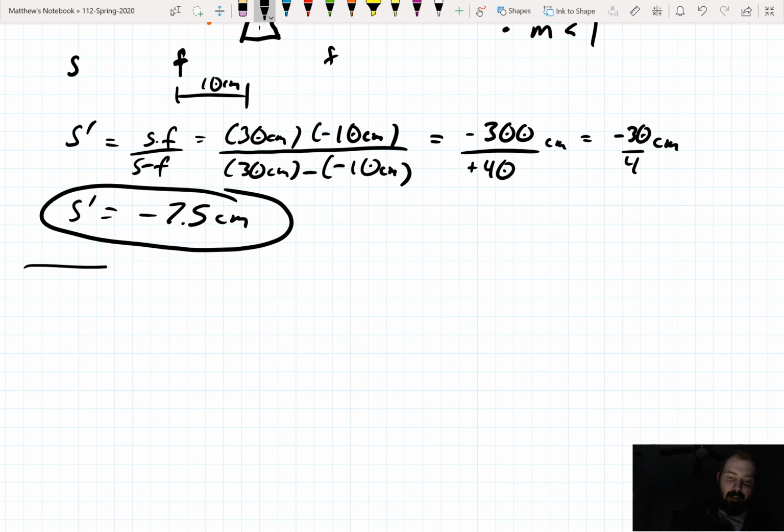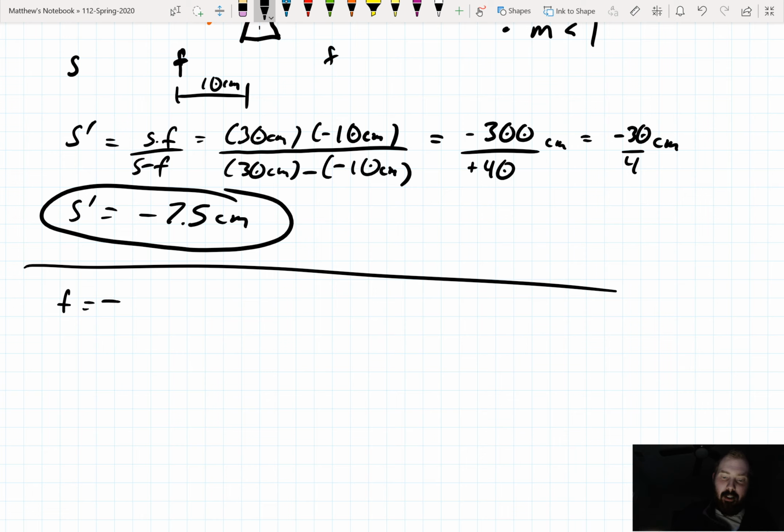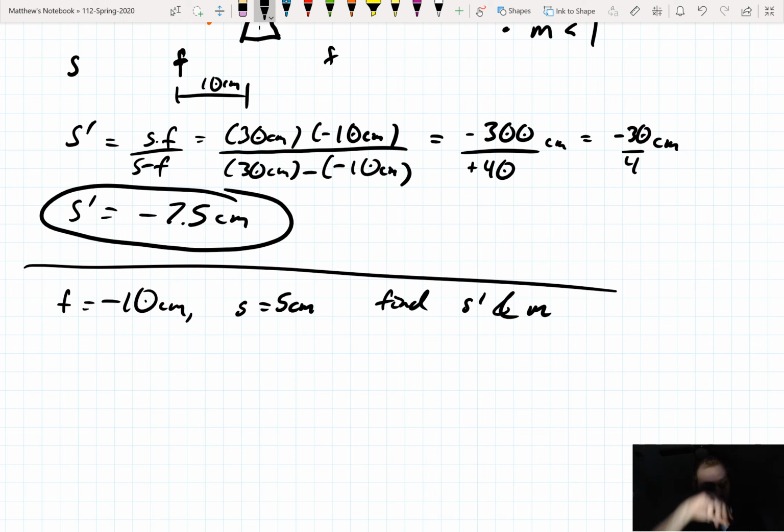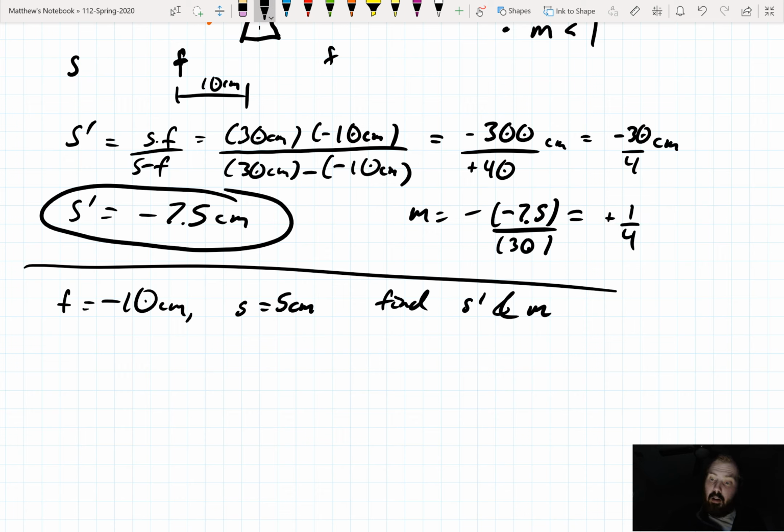All right, you know the drill. Now F is minus 10, and S we're going to make 5. Find S prime. Oop, skipped M the first time. M is minus 7.5 over 30, which turns out to be positive 1/4.